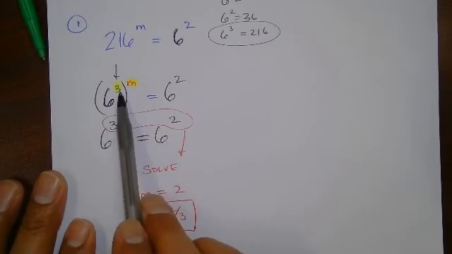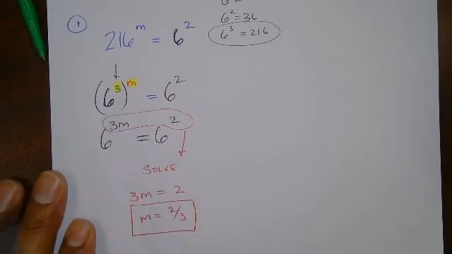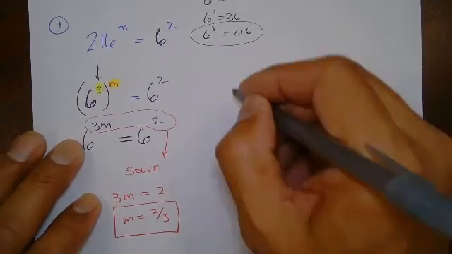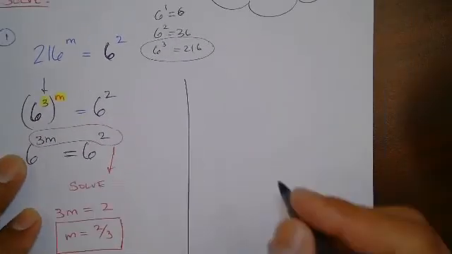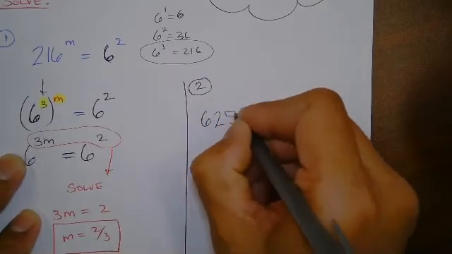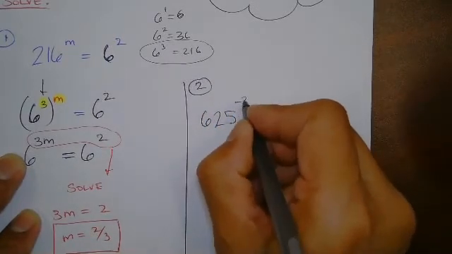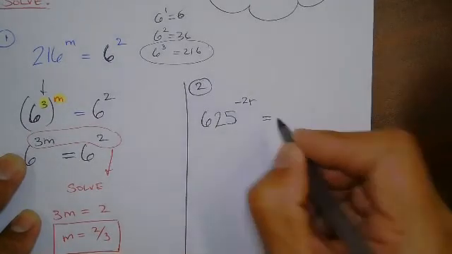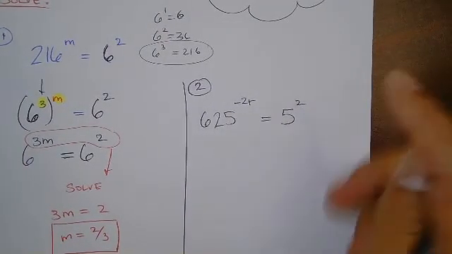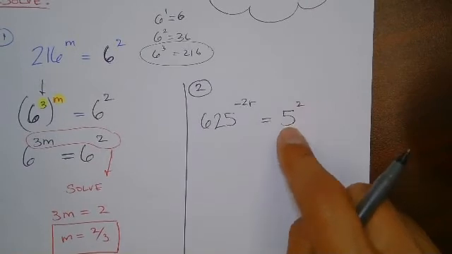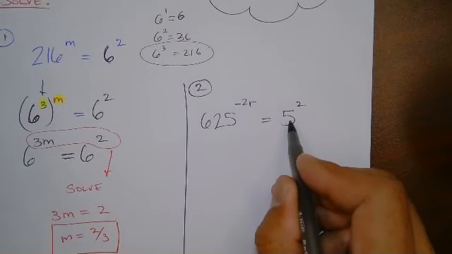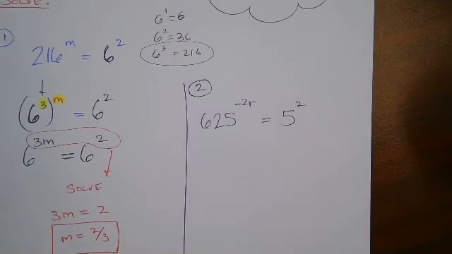It's going to be a little bit more work. You'll see, you'll have a power that's maybe raised to another power, and you're going to have to multiply. Okay, let's look at another one. Number 2. What about 625 to the power of negative 2r is equal to 5 squared. Again, don't change this to 5 squared is 25. Leave it. Maybe 5 is the base that we want.